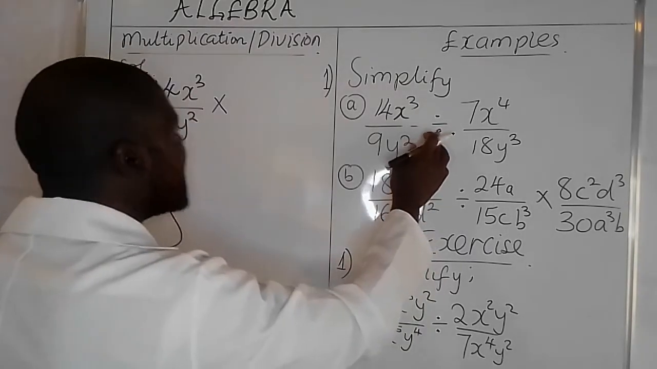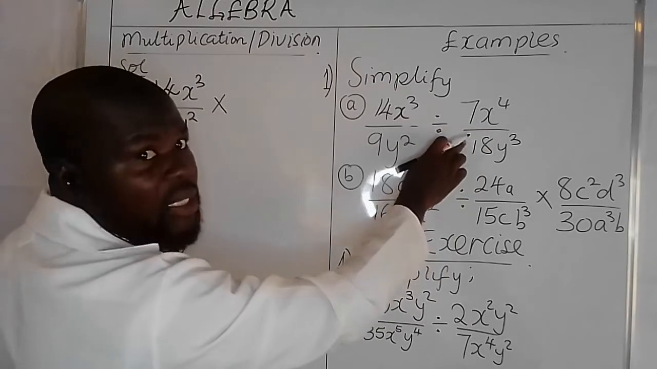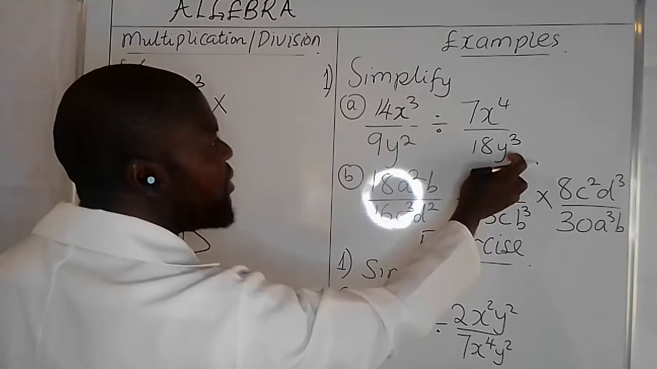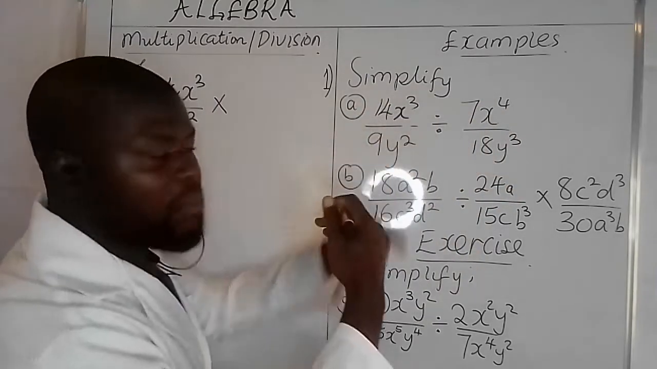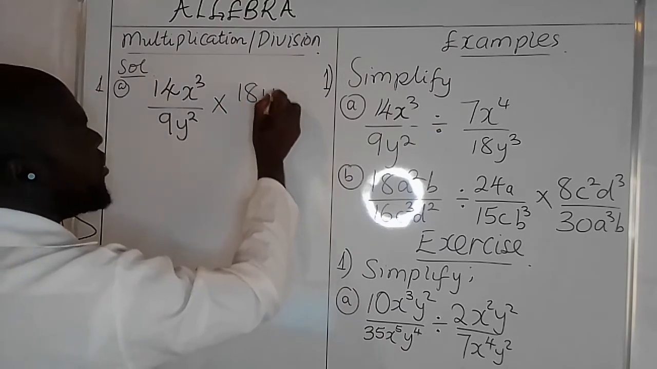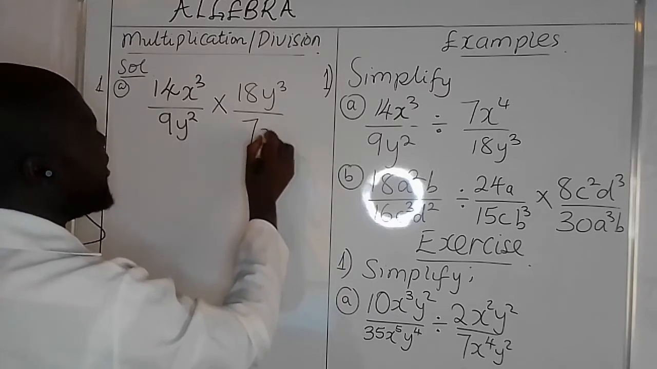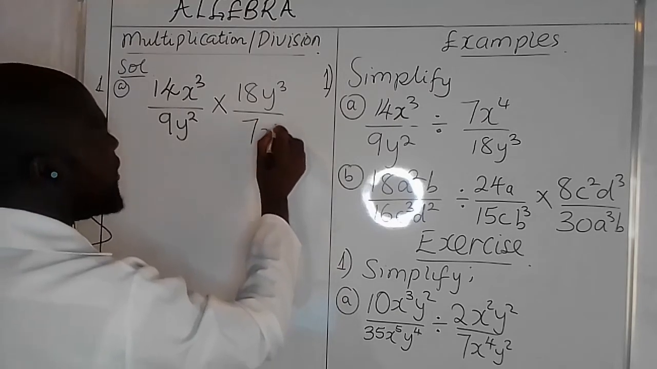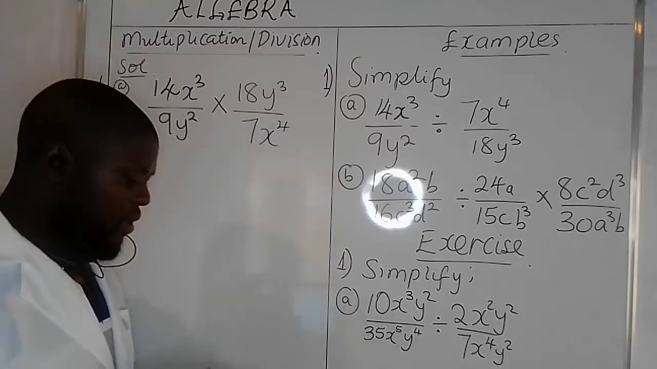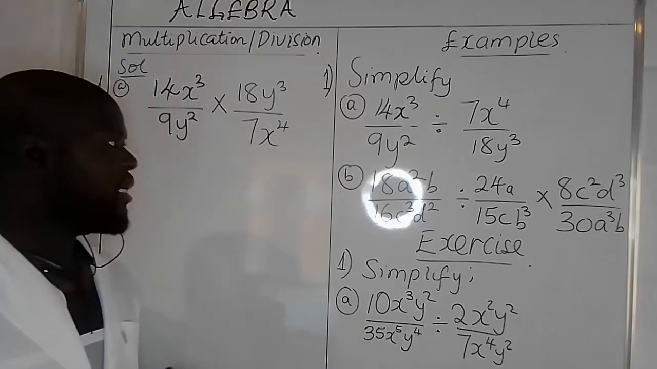So once we change this into multiplication, then the next fraction, this one, will be affected. We shall have to swap between the denominator and the numerator. They will exchange positions. So we shall have 18y^3 over 7x^4. Yes. So this is what happens whenever you are handling division of algebraic fractions.